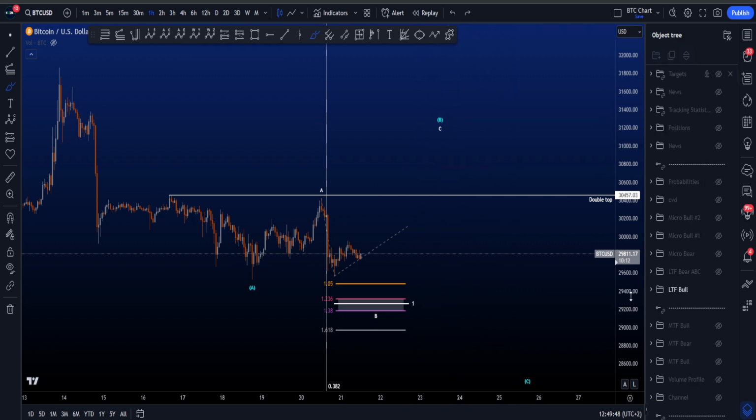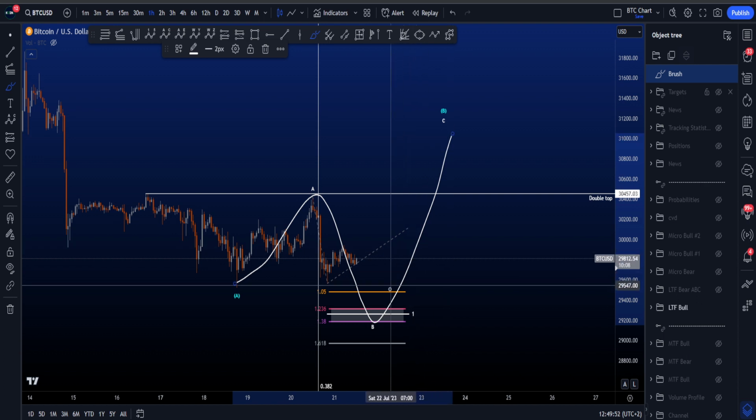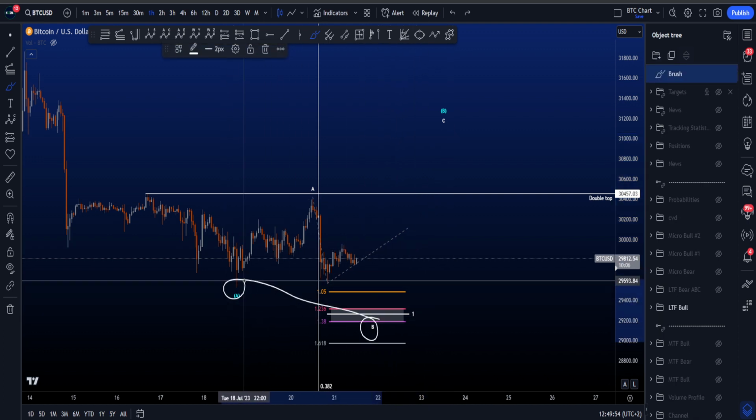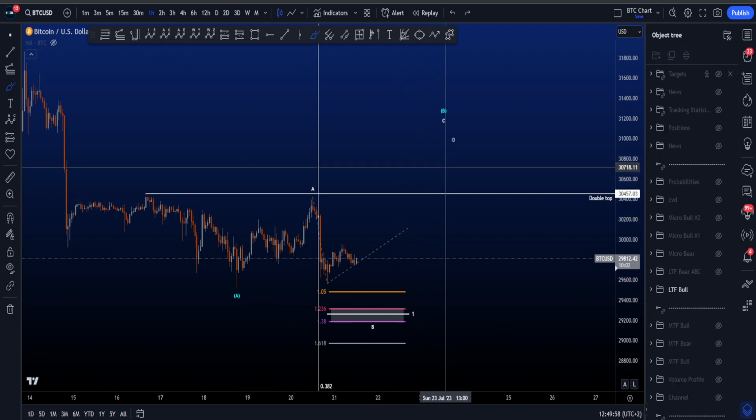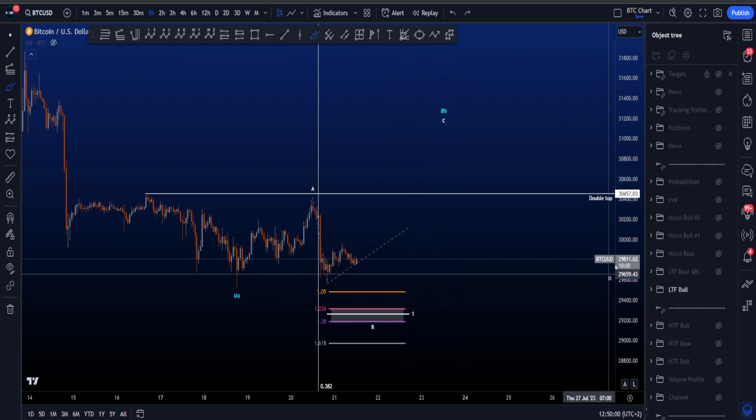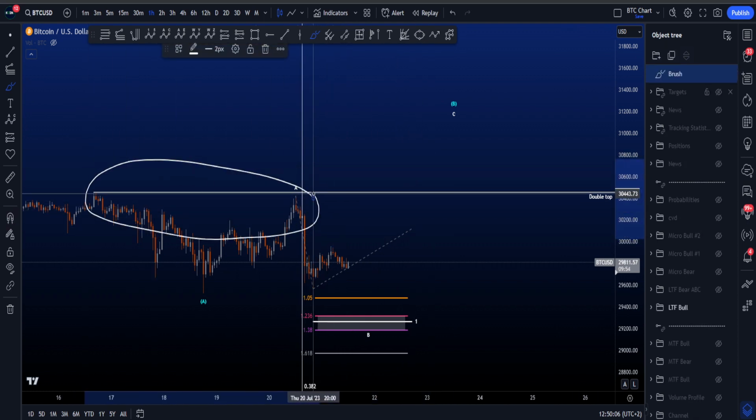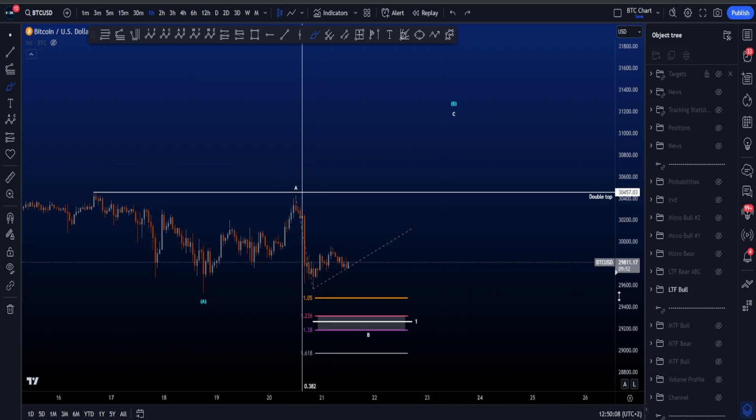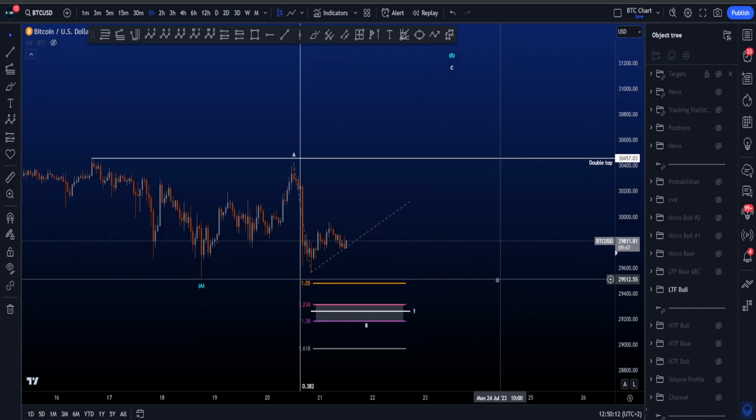Inside the blue B, we are then looking for an expanding flat, which is here an A, B, C structure, where first wave B is going to take the low of the origin of wave A, before then an impulsive structure to the upside in wave C. What is nice about this scenario is that if we get a move to the upside, price is going to take a double top, and usually double tops and double bottoms are like a magnet for price, and therefore it is always something to keep in mind.